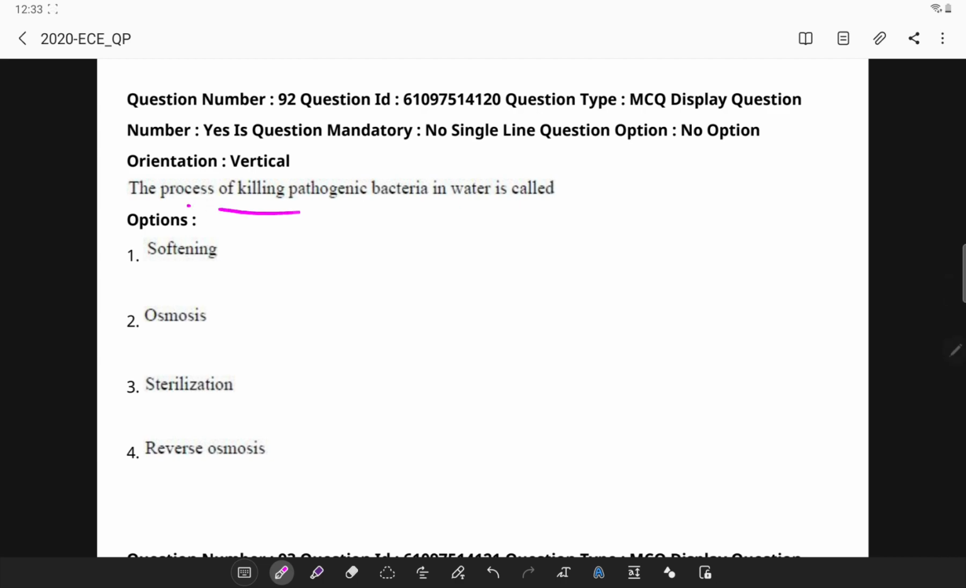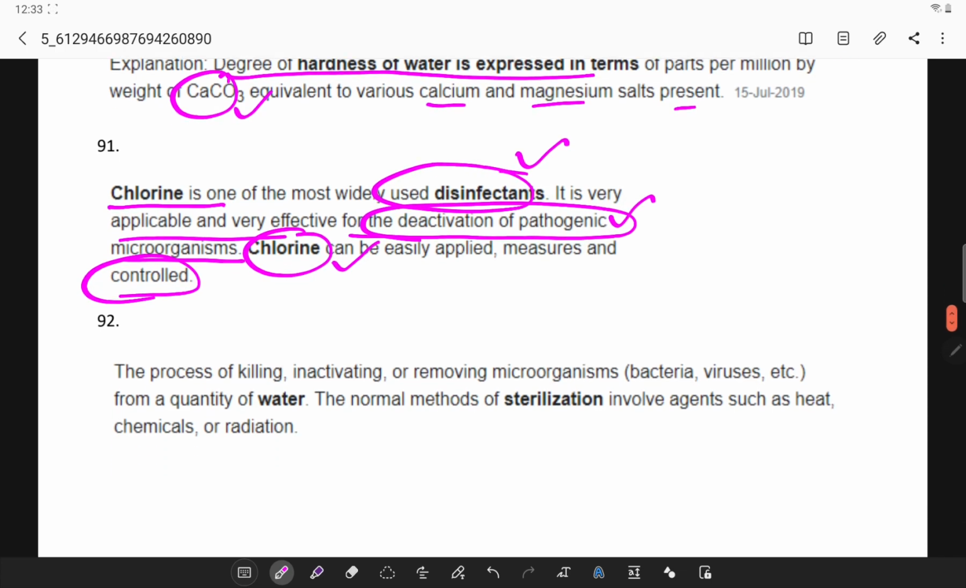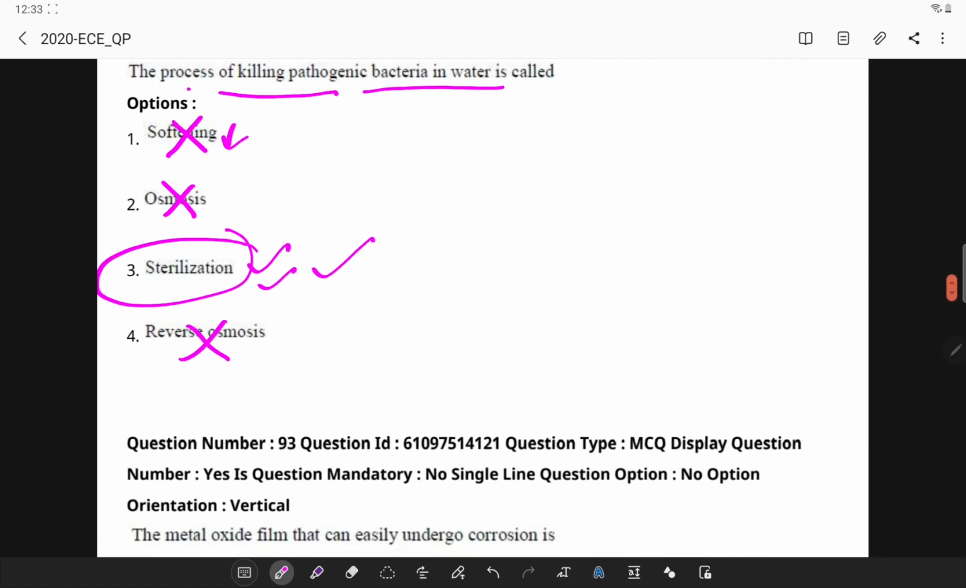So the process of killing of pathogenic bacteria is called sterilization because you heat it. This is for purification. This is for reducing the hardness. But killing bacteria is sterilization. So killing, inactivating, removing microorganisms, bacteria like bacterioviruses is done by sterilization. You use heat in this case.